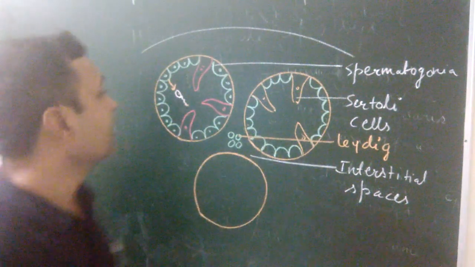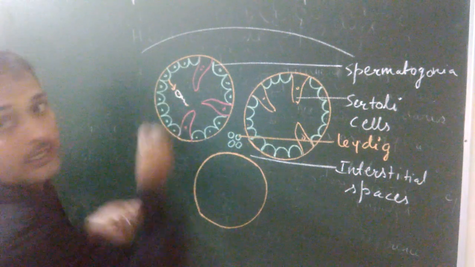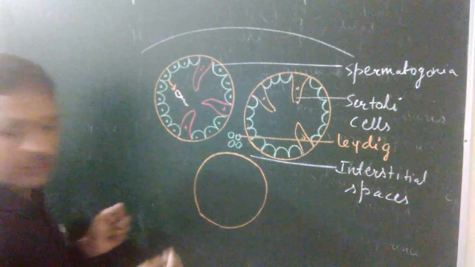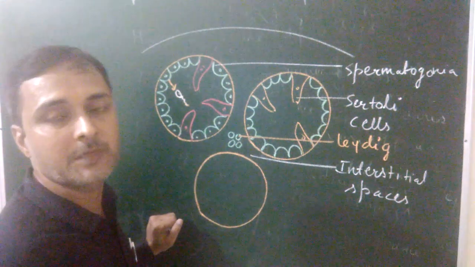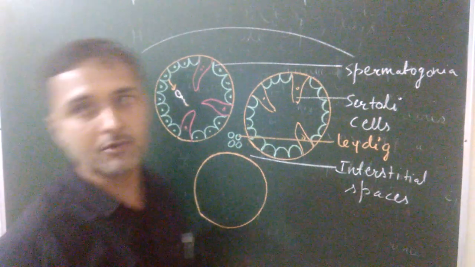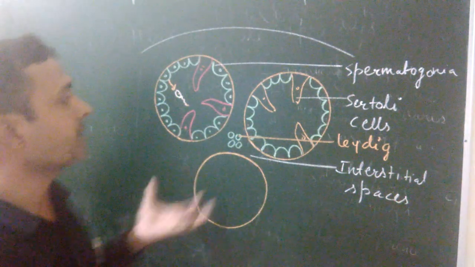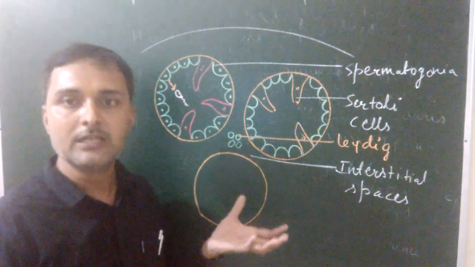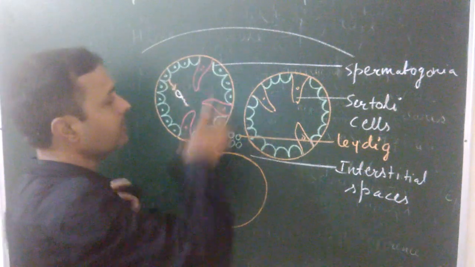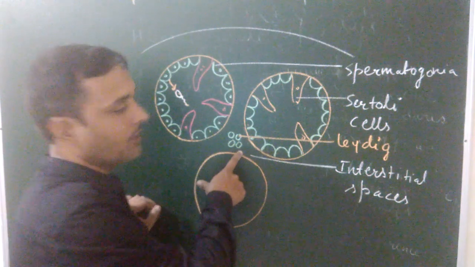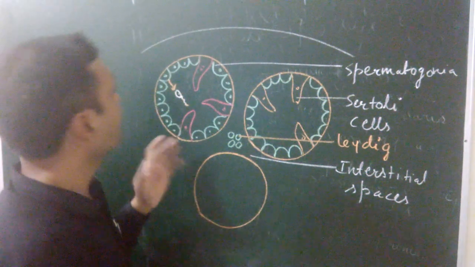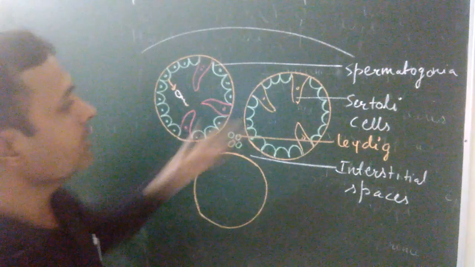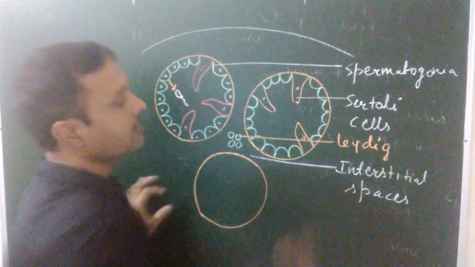So this is the diagrammatic sectional view of seminiferous tubules. You can see it on page number 44 of the NCERT book, chapter 3, Human Reproduction. How many types of cells in total? Inside the testis there are 3 types: 2 types of cells are present inside the seminiferous tubules and 1 type outside. The first is spermatogonia and the second is Sertoli cells.